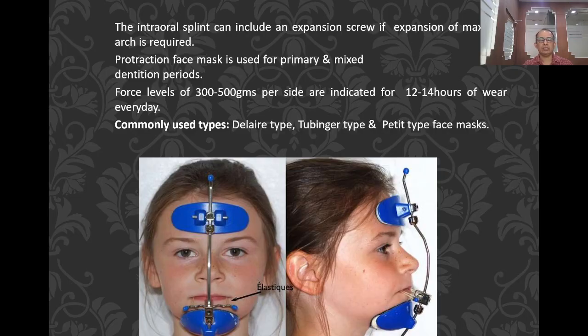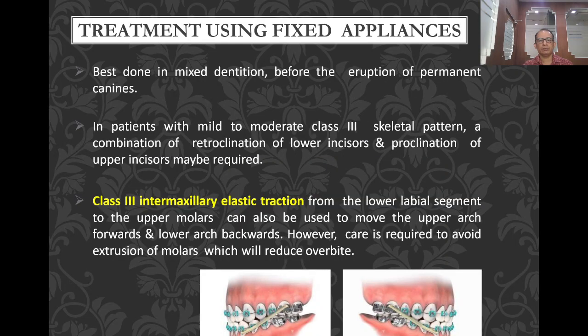Protraction face mask is used for the primary and mixed dentition periods. Force levels of 300 to 500 grams per side are indicated, with 12 to 14 hours of wear every day. Commonly used types are the Delaire type, the Tübingen type, and the Petit type face masks.